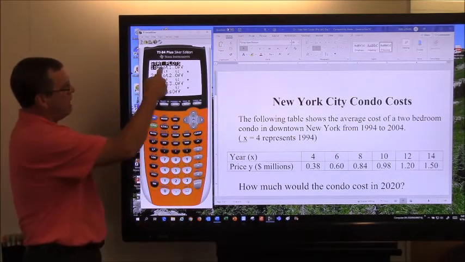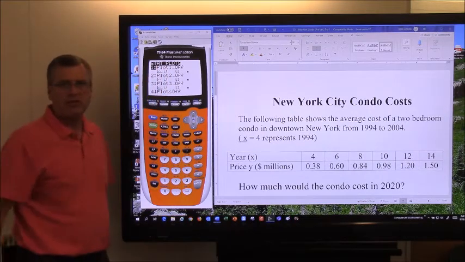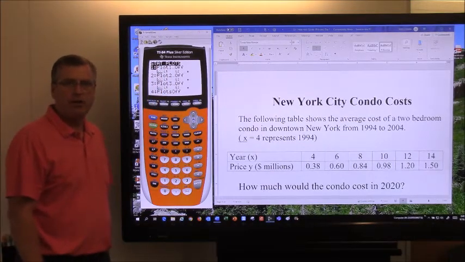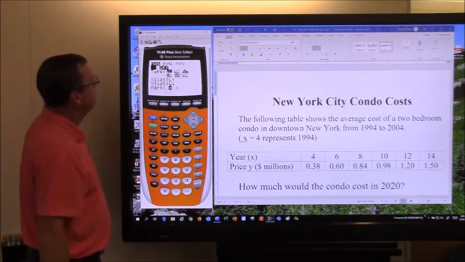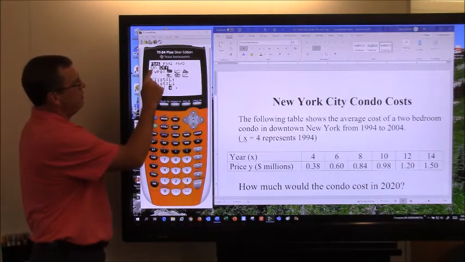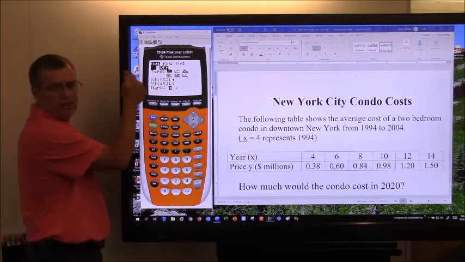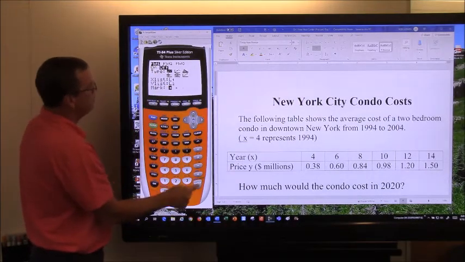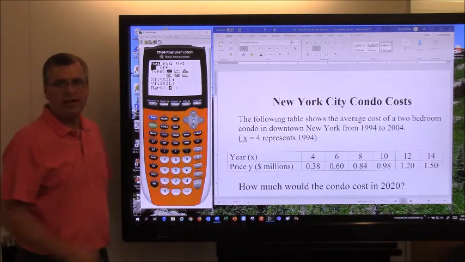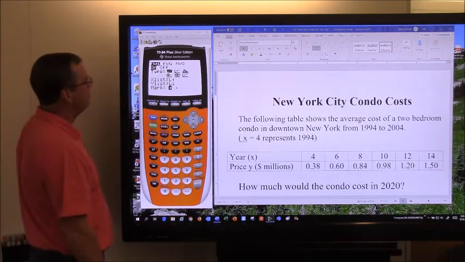I can plot up to 3 different sets of points. It's very rare that I would plot more than one, so I'm only going to go into plot 1. When I do that, the first thing I need to do is turn it on. You can see that the on is highlighted, but it's not selected yet. I need to hit enter, and now I've selected it. I've turned those points on.